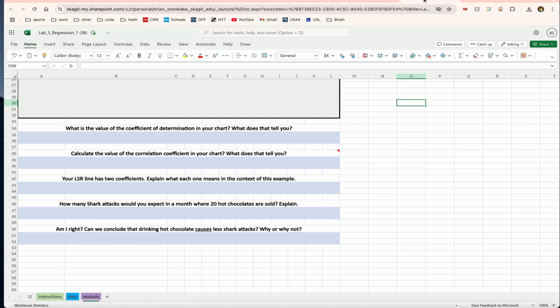Finally, the last question. Can we conclude that drinking hot chocolate causes less shark attacks? If you don't know what I'm talking about here, note the underlining. Can we determine causation, or can we only determine correlation in a study of this type? That's what I'm getting at in this last question.